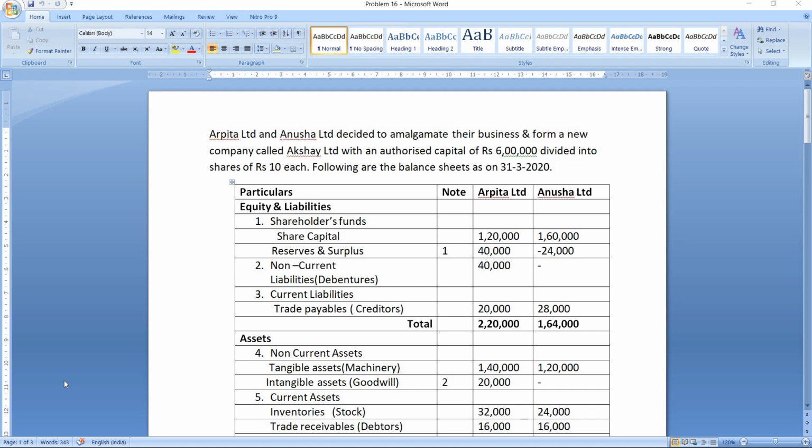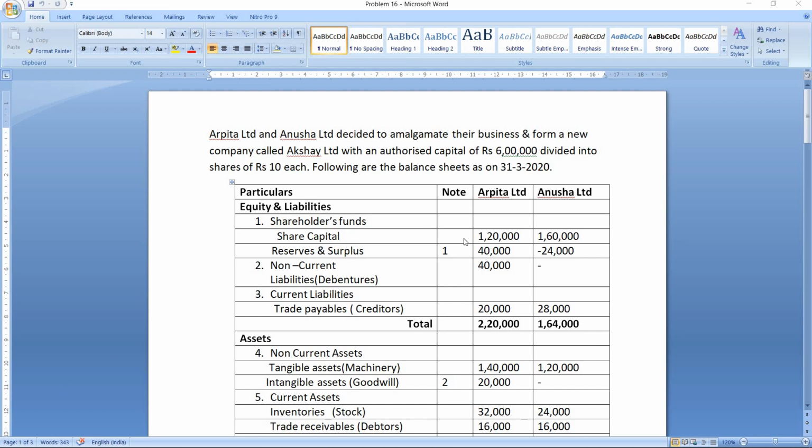So here there are two companies, Arpita Limited and Anusha Limited, who are starting a new company called Akshay Limited, and they've also given you the authorized capital of the new company, which is 6 lakhs, and the face value of the shares in the new company is rupees 10. Now let us look at the balance sheet.